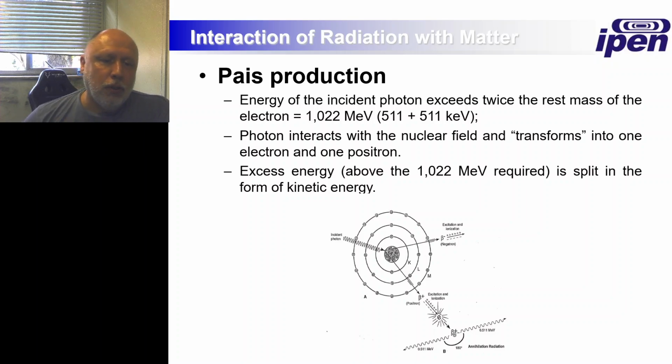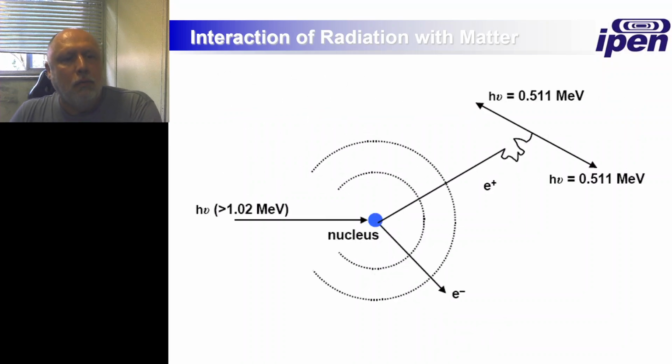So pair production is essentially a quantum event in which your photon's energy is translated into mass instantly. So energy will become an electron plus a positron. The only requirement is that you have a nuclear field and you have more than 1.022 MeV. Right, so that's it.